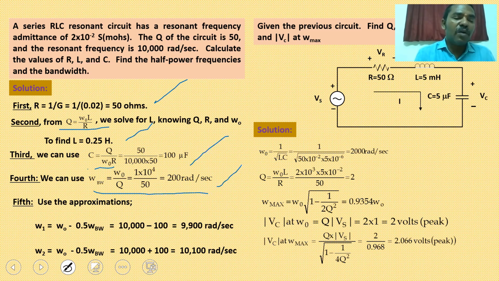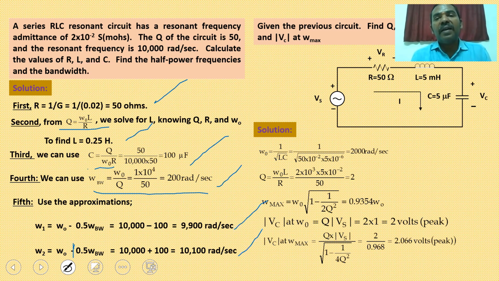So omega 1 is equal to omega naught minus R by 2L. R by L you can write as bandwidth. So 0.5 into bandwidth, and you can get 9900 radians. Similarly for omega 2, omega naught plus 0.5 into bandwidth, so you can get 10,100. So this is the solution for the circuit.